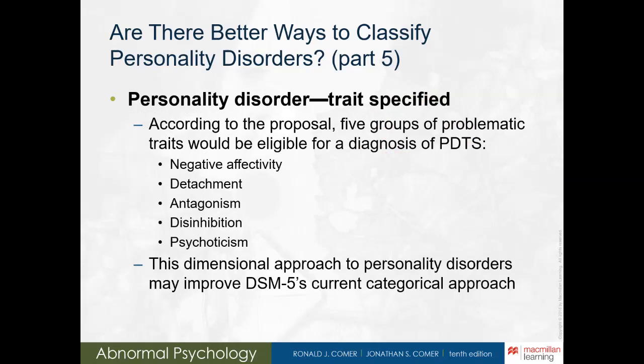So, according to the proposal, the five groups of problematic traits would be eligible for a diagnosis of personality disorder trait specified if they have negative affect, detachment, antagonism, disinhibition, and psychoticism. While this is not part of the DSM 5 currently, in the future it may be. So, it builds off of the five traits to create their own trait specified version of personality disorders.